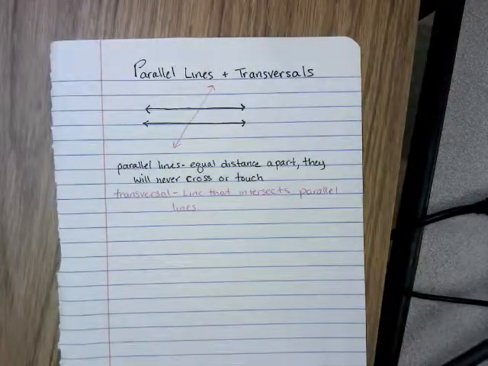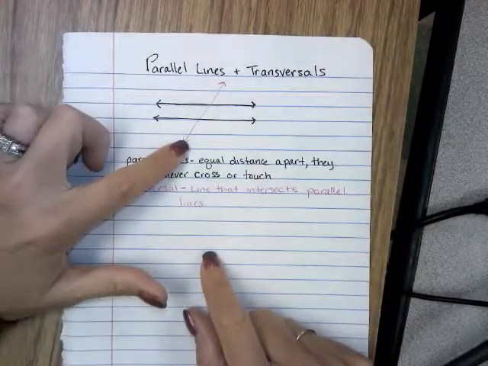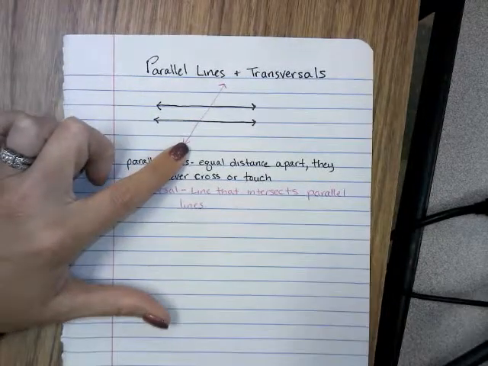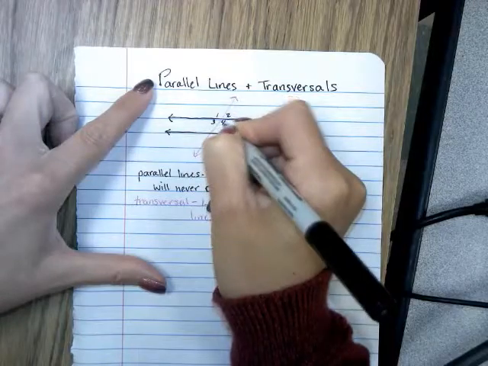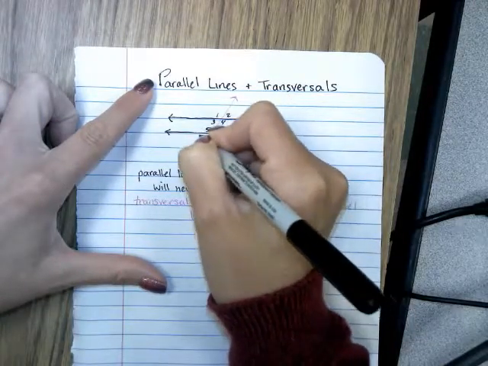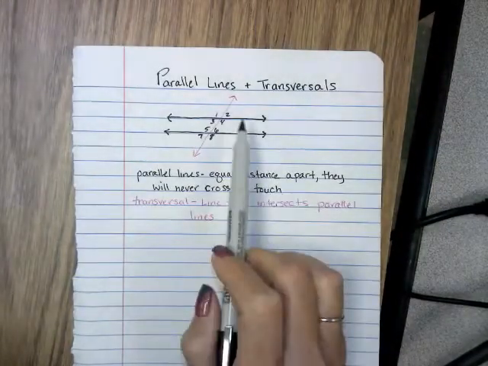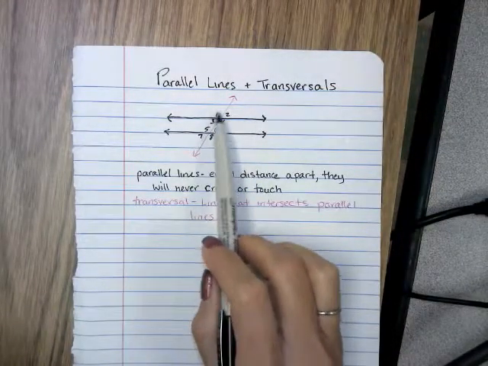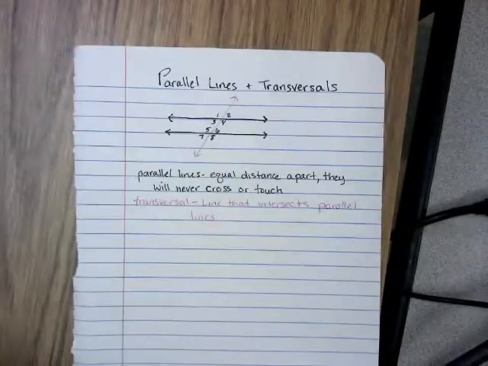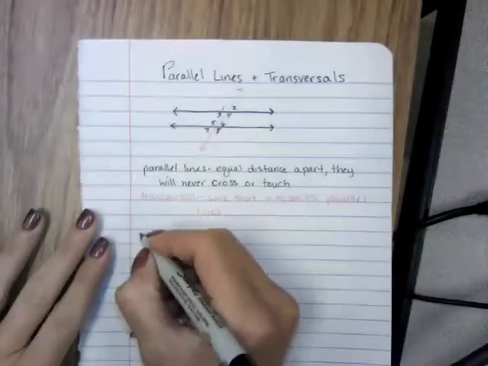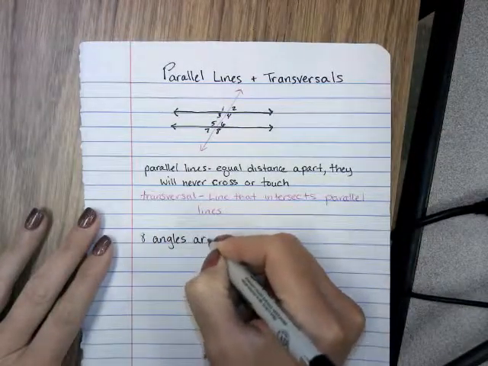Now, when I have a set of parallel lines and they're intersected by a transversal, that creates 1, 2, 3, 4, 5, 6, 7, 8 angles. 4 up here and 4 down here. 8 different angles. So 8 angles are created.